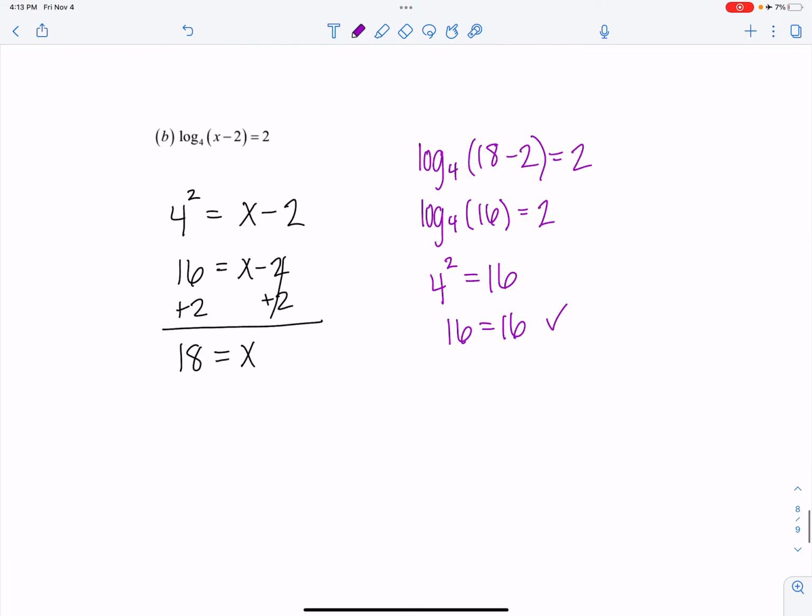And that's all for today. Again, make sure that you're completing your guided notes with the text to get a complete understanding of this section.